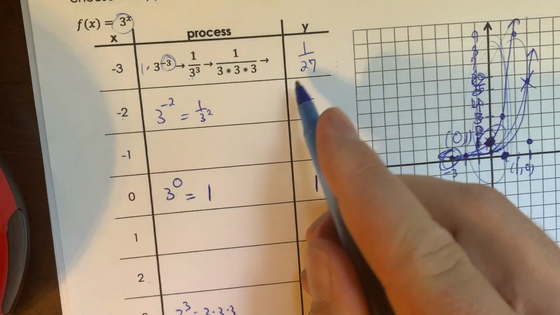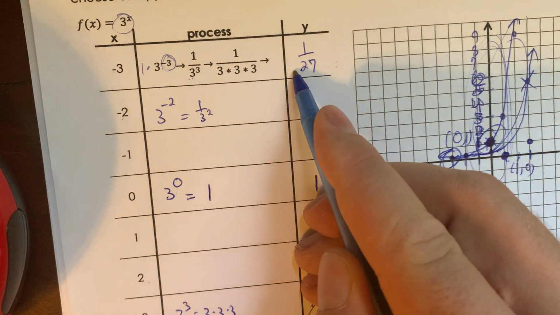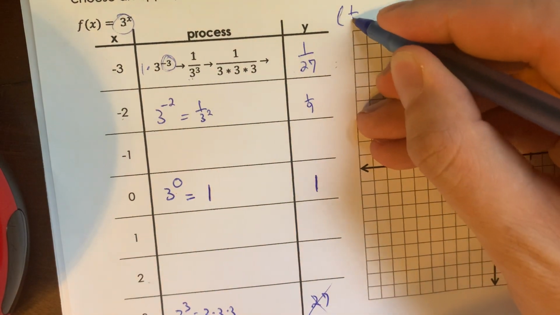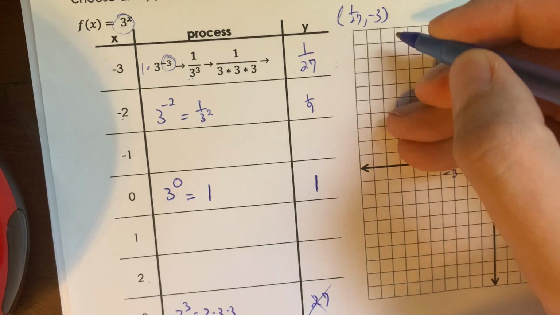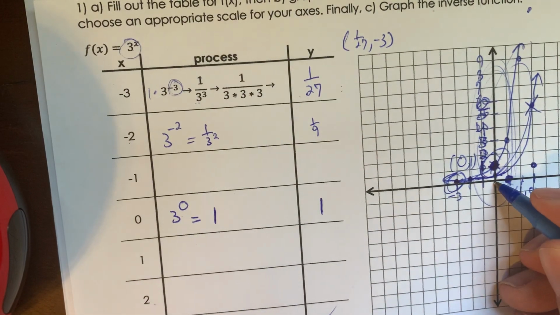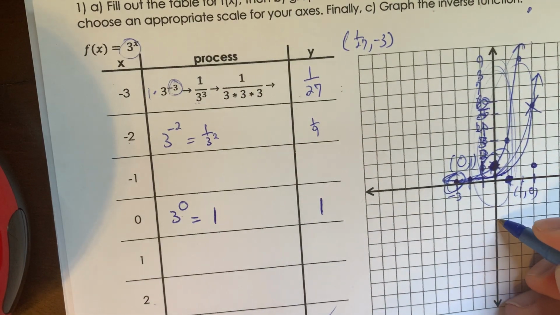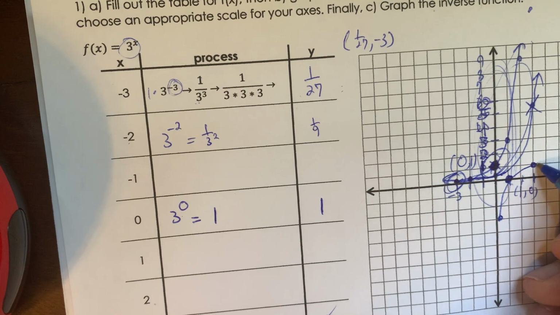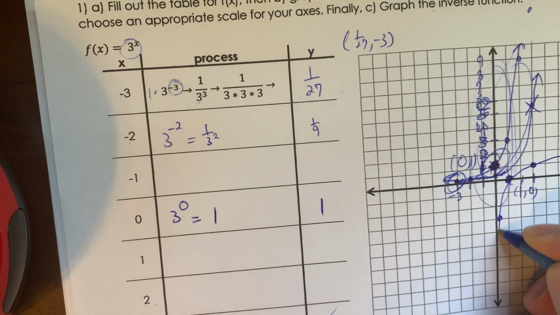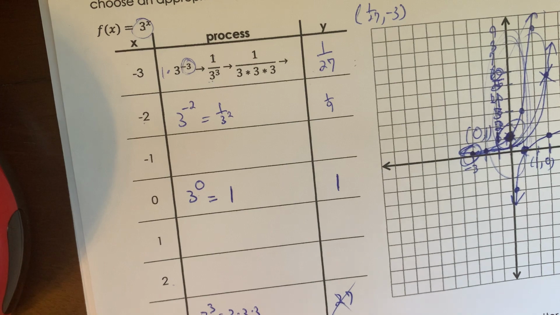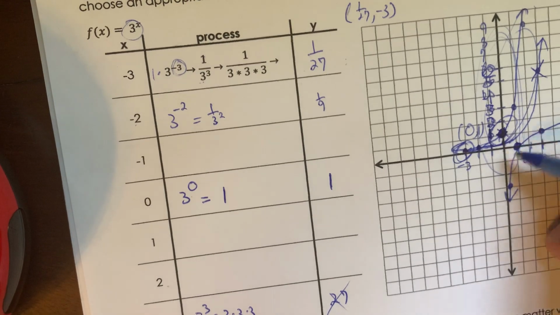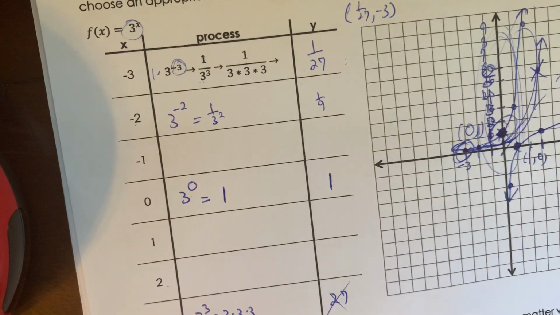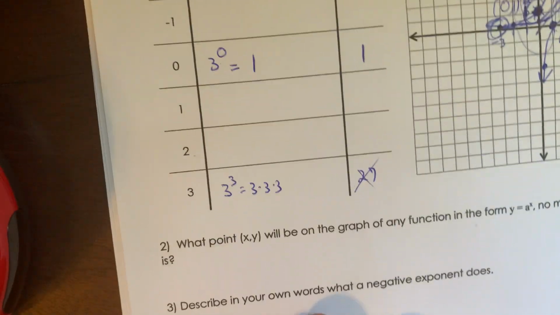This point was (-3, 1/27). So when I switch x and y, it becomes (1/27, -3). And that means when x is just a little bit bigger than 0, y is -3. We can see that asymptote that goes with the log graph. So there we go. There is our graph, and we can see they're nicely reflected across the line y equals x.